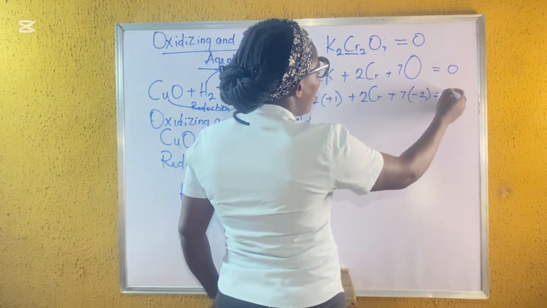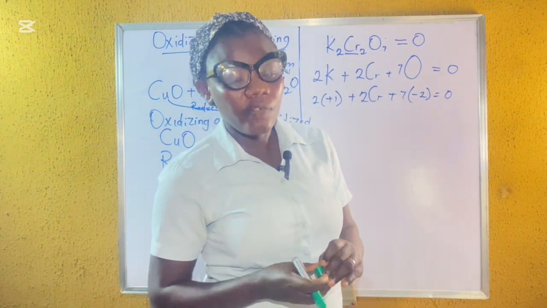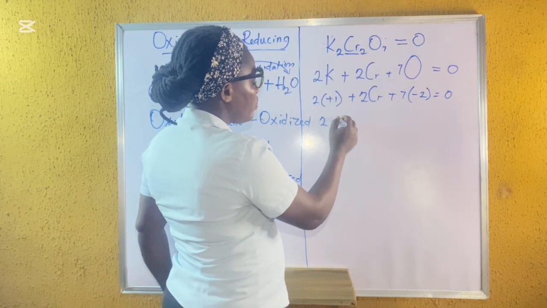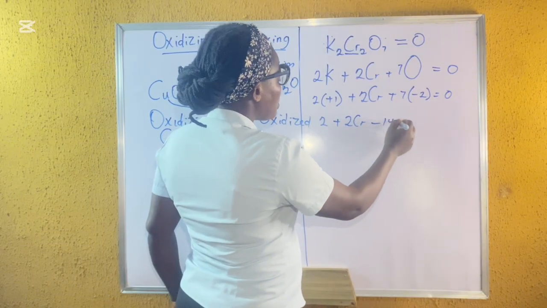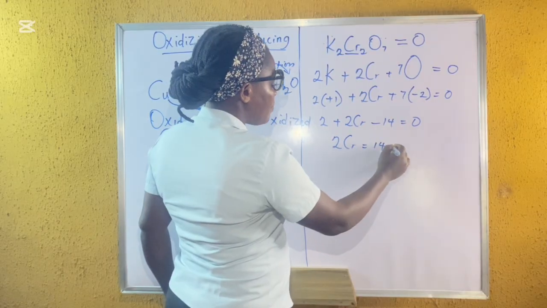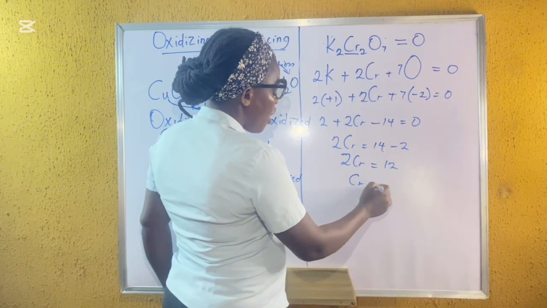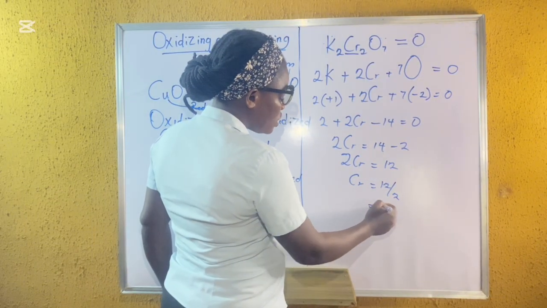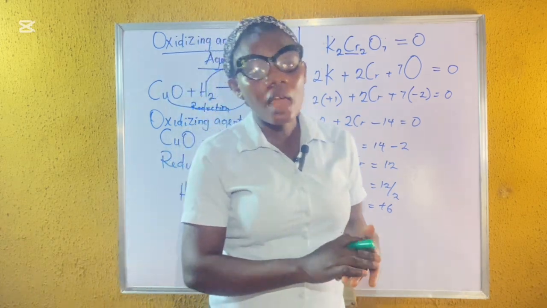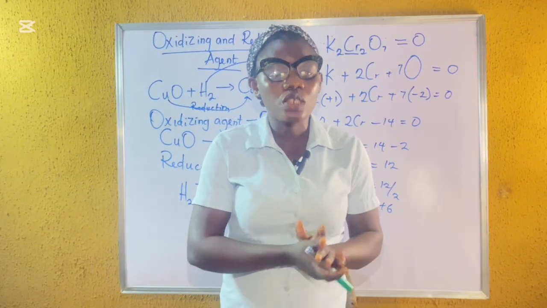Please, you can follow me on my other videos, I have explained how to find the valency. Okay, so that's 2 times +1, that's +2, plus 2 chromium, minus 14 equals 0. So mathematically, 2Cr will be 14 minus 2, 2Cr will be 12, Cr will be 12 over 2, which equals +6. So the imaginary charge on chromium in K2Cr2O7 is +6. So this is how to find the oxidation number.